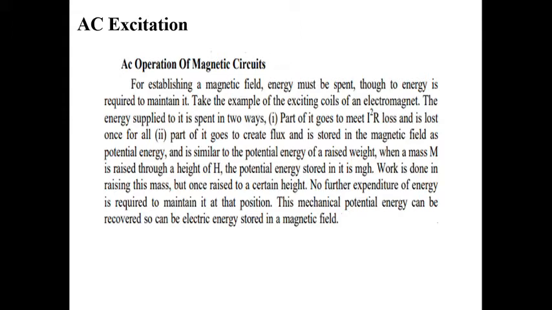For example, to establish a magnetic field, energy must be spent, though no energy is required to maintain it. Take an example of exciting coils of an electromagnet. The energy supplied to it is spent in two ways. Part of it goes to meet I square R loss and part of it goes to create flux.